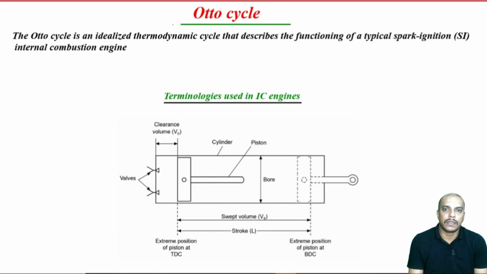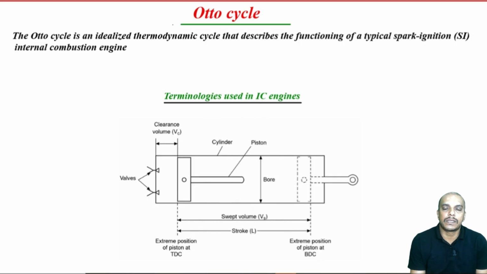In this video, let us learn about the working of the Otto cycle and then derive the efficiency equation for the Otto cycle. Now, the Otto cycle is an idealized thermodynamic cycle which describes the functioning of a typical petrol engine, or what we call a spark ignition internal combustion engine. Remember, we are talking about 4-stroke engines. That too, particularly in this class, we are talking about the petrol engine, or spark ignition reciprocating internal combustion engines. All right.